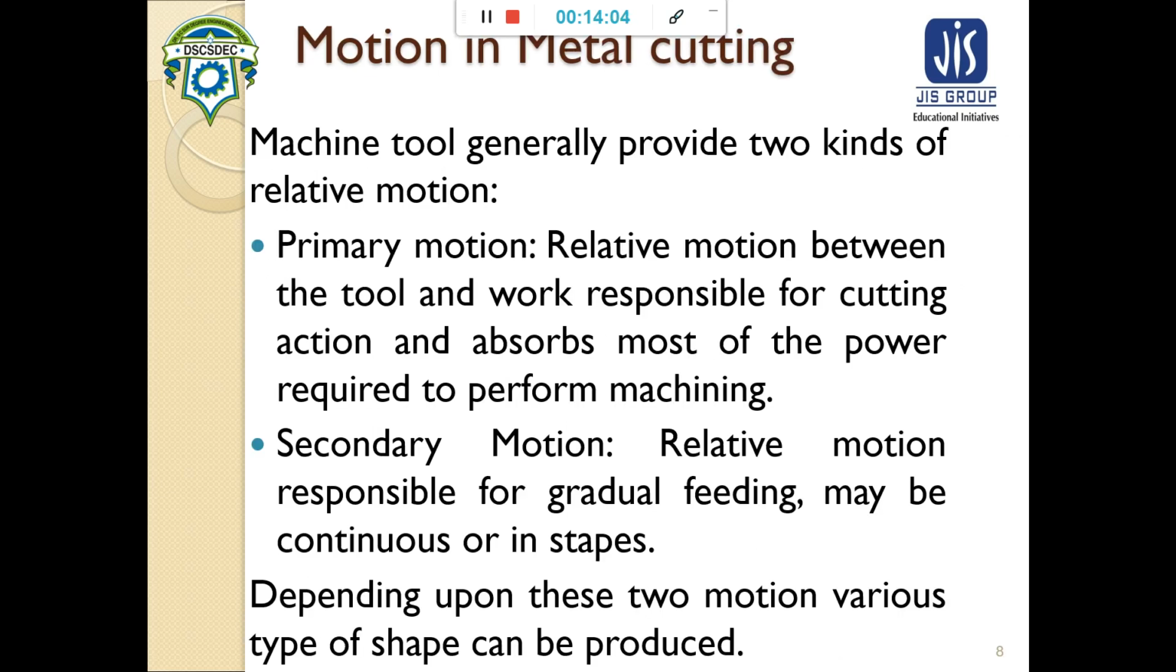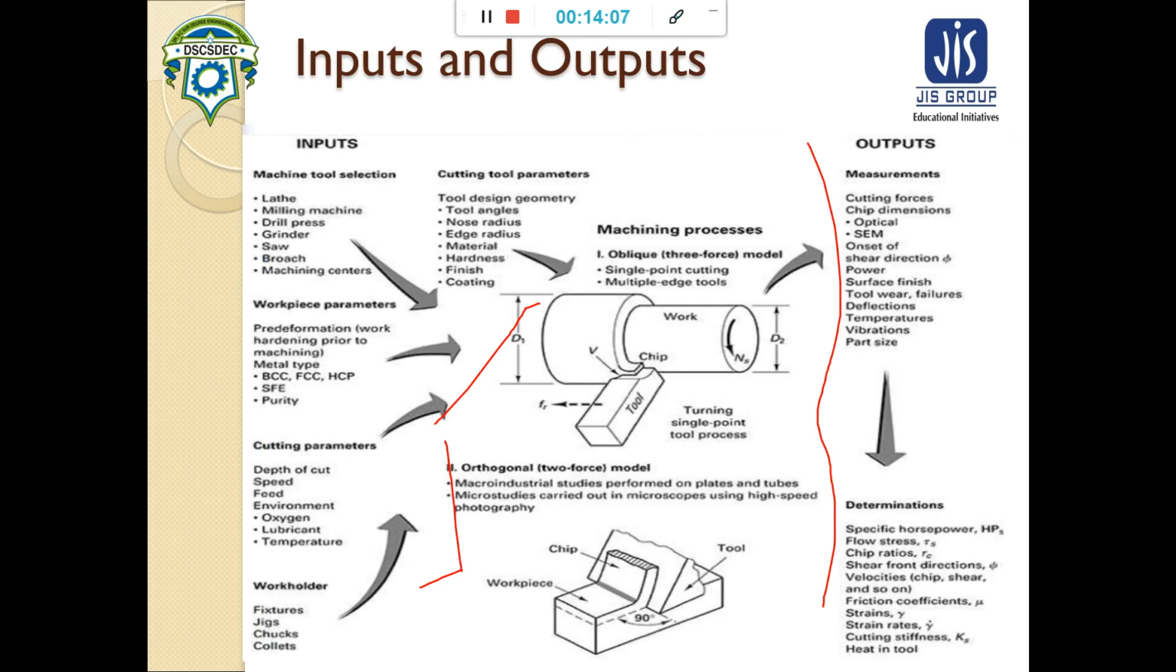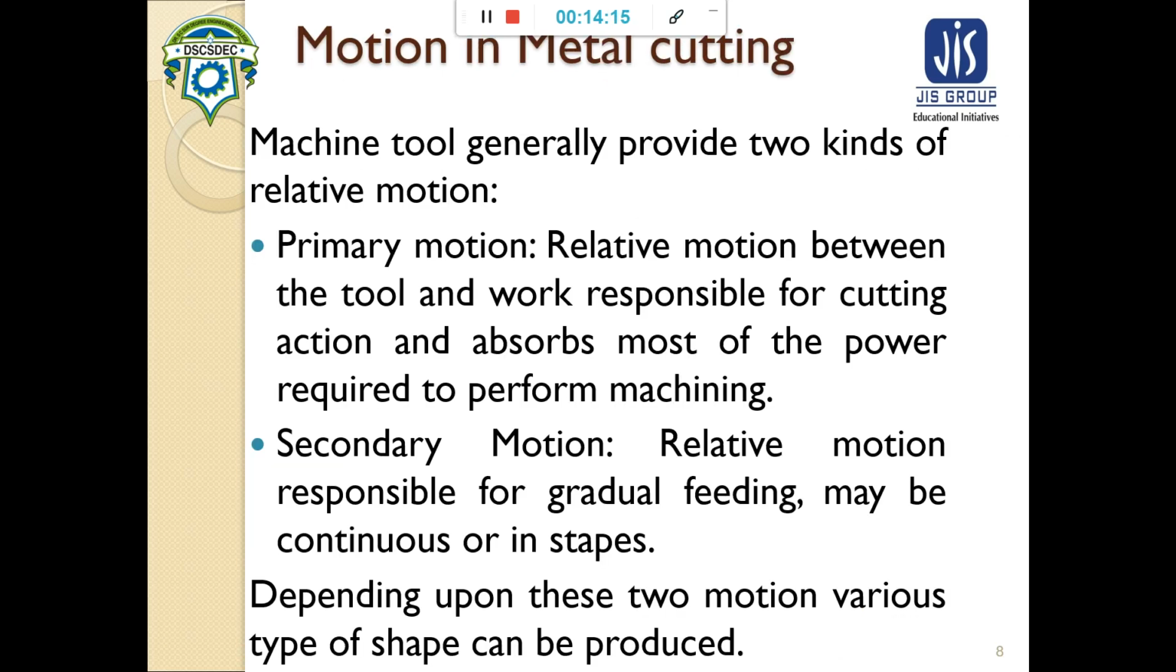Now we will see these machining operations one by one in detail in the later lectures. So now we will see what are the motions that are predominant in metal cutting. So machine tool or metal cutting operation generally provides two kinds of motion. First is primary motion, that is relative motion between tool and work responsible for cutting action. So the motion which is responsible for cutting action is known as primary motion.